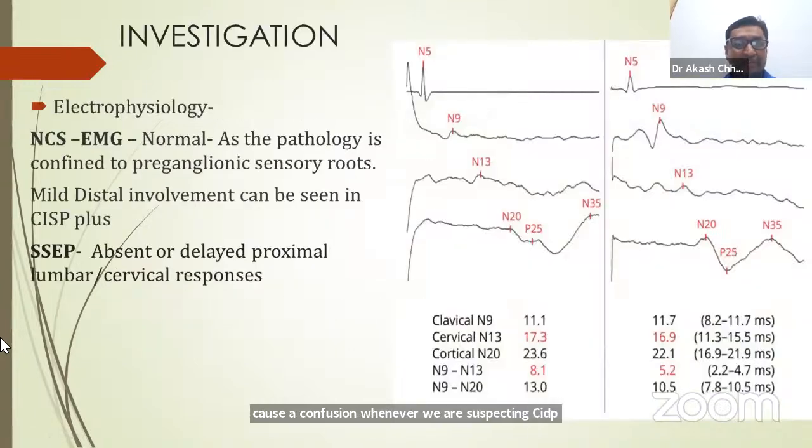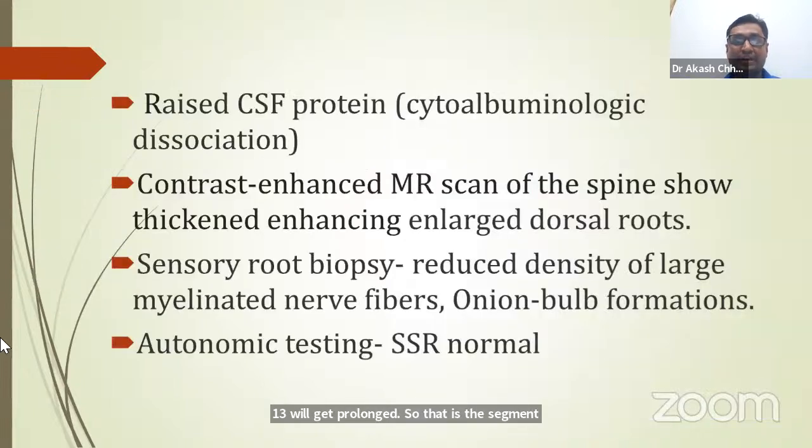So electrophysiology, when we see for patients of CISP, it is the SSEP which has got affected. The NCS EMG will be normal. They can have mild distal involvement in CISP plus. However, for SSEP, we will have absent or delayed proximal lumbar or cervical responses. So it is classically the segment between N9 to N13 which gets affected. So there is prolongation of N13, and the latency difference between N9 and N13 will get prolonged. So that is the segment which is affected in CISP predominantly.